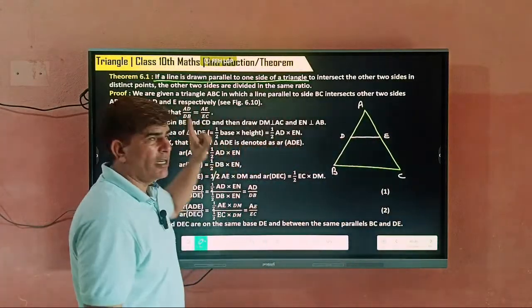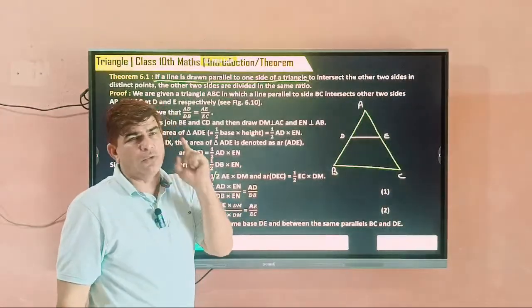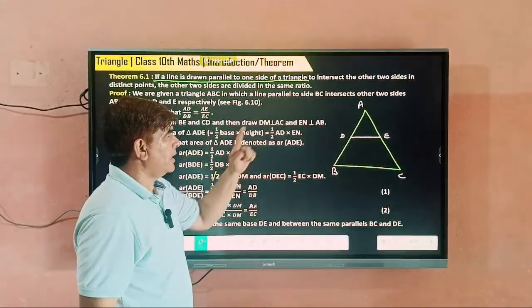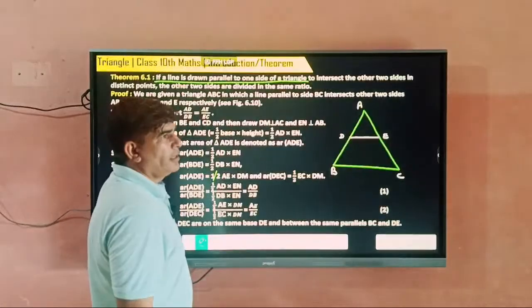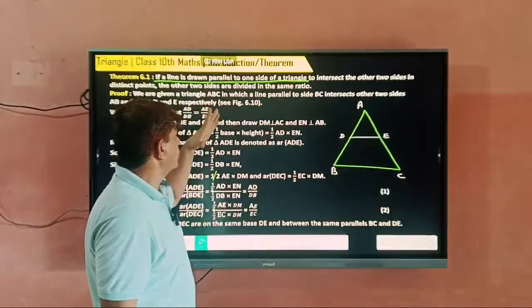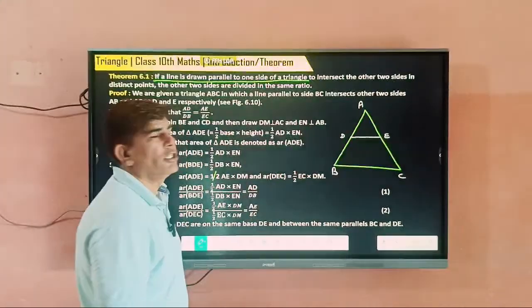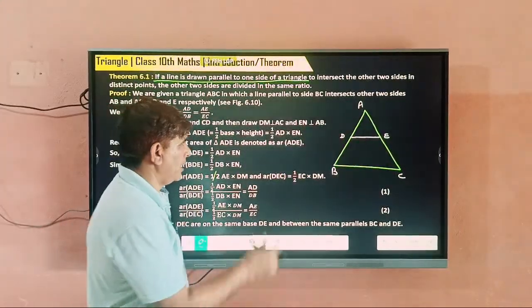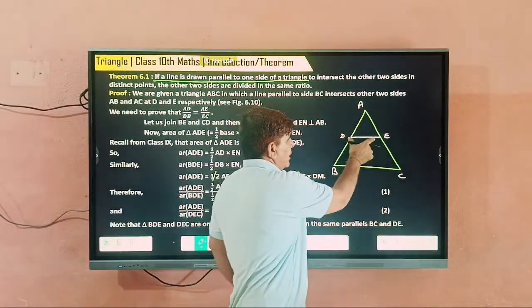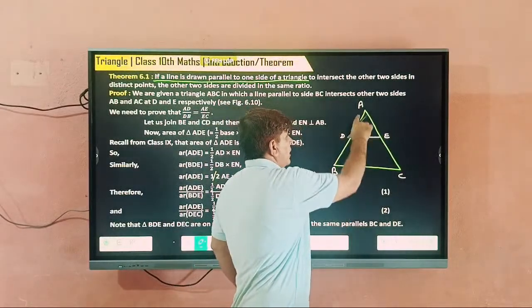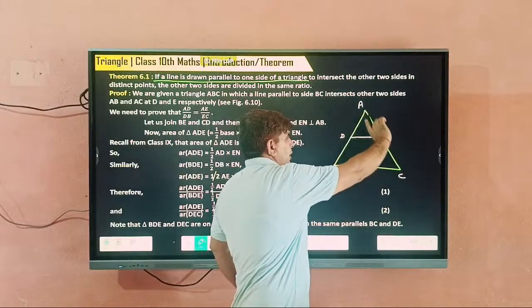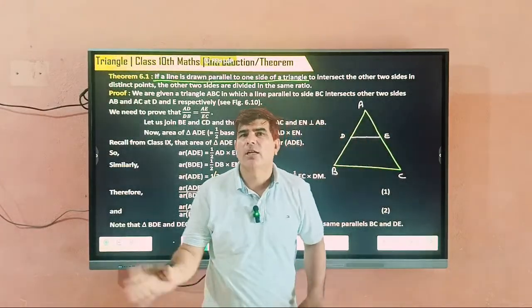So it says if a line is drawn parallel to one side of a triangle and intersects the other two sides in different points, the other two sides are divided in the same ratio. It means if you draw a line like this, DE parallel to BC, then AD by DB equal to AE by EC. This is Thales theorem.